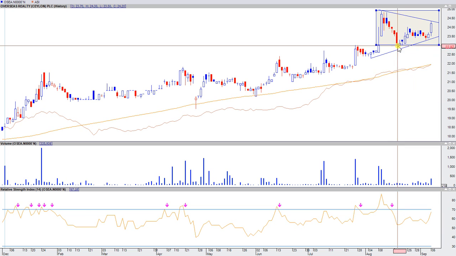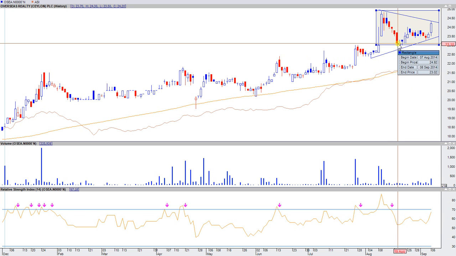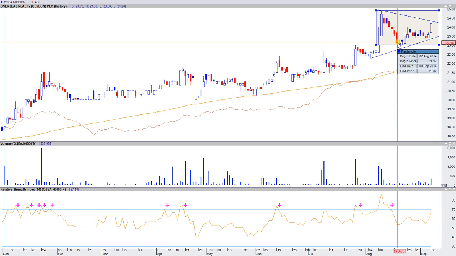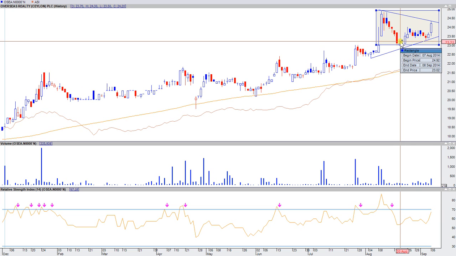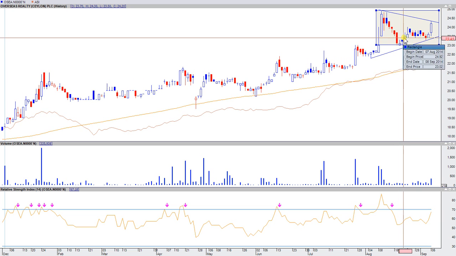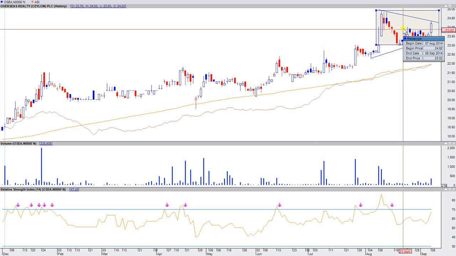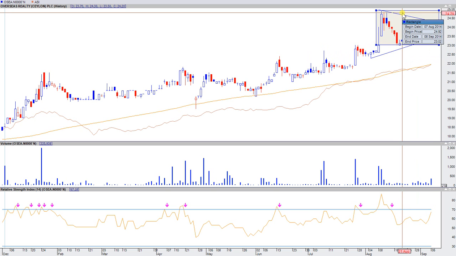The entry would have been much safer for any share investor or trader to have entered around 23.10, 23.50 or 20 at this level, and for a target of around 25.